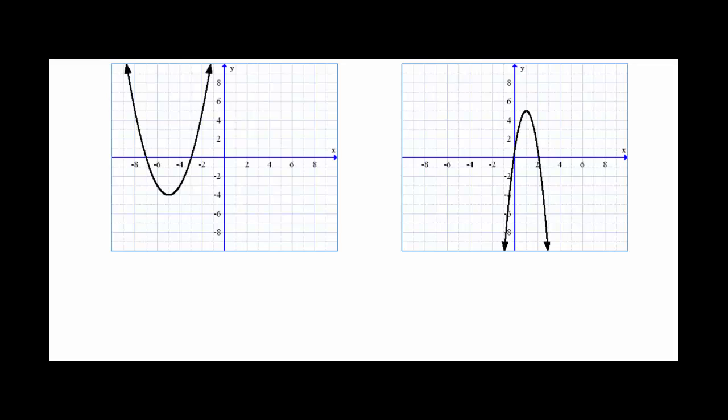Here's a short separate video on finding the equation of a parabola. The key to it, at least for vertex form, is first find the vertex. So in this one, there's your vertex at -5, -4. So then let's fill it back into our vertex form of the equation.